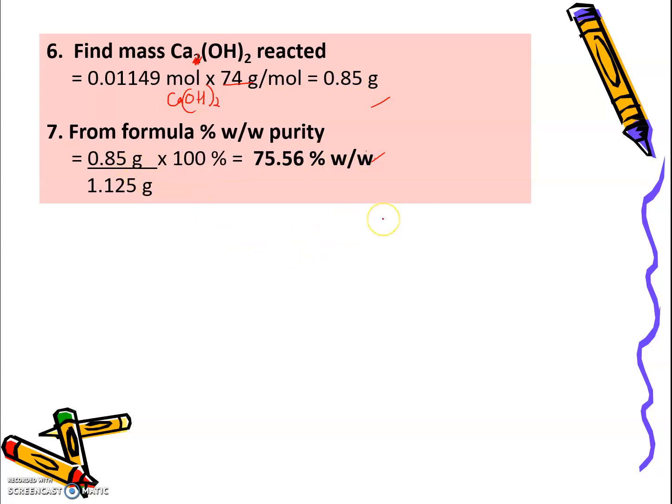Okay, next step number 7. To find purity, the percentage weight per weight purity of calcium hydroxide: mass of calcium hydroxide 0.85 gram divided by mass sample. Mass sample of calcium hydroxide given in the question is 1.125 gram. So times 100%. Okay, the answer is 75.56% weight per weight.